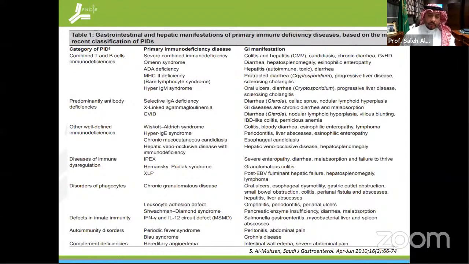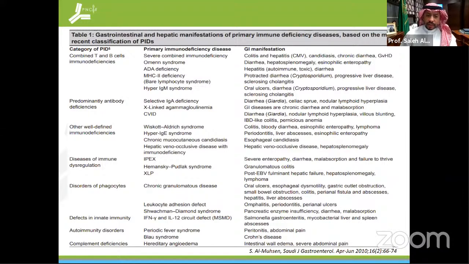The other category of patients with primary immune deficiency is predominantly antibody or humoral immune deficiency, like selective IgA deficiency. They can present with infectious manifestations, mainly Giardia and enteroviruses, presenting with diarrhea. But they can also present with non-infectious manifestations like celiac sprue and nodular lymphoid hyperplasia. The other types of disease, like X-linked agammaglobulinemia and common variable immune deficiency, have a more severe phenotype, and they can present with more profound features of GI manifestation, like chronic diarrhea, malabsorption, again giardial infection, nodular lymphoid hyperplasia, villous flattening, IBD-like colitis, as well as pernicious anemia. They are also at risk of developing malignancies.